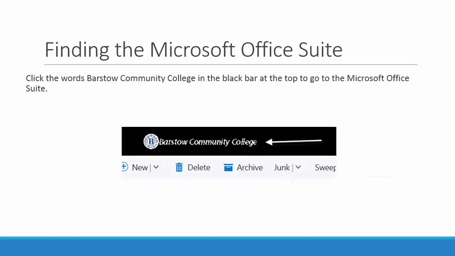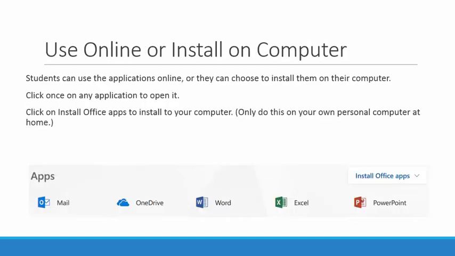To find the Microsoft Office Suite, click the words Barstow Community College located within the black bar at the top of the menu page. You can use the applications online, which is what we recommend when you're outside of the college. Otherwise, please come into the Computer Commons and use them with Learning Support Specialist assistance. It's much easier to get your work done when you have someone there who can answer your questions. All right, but if you're at home, you can use the application online.